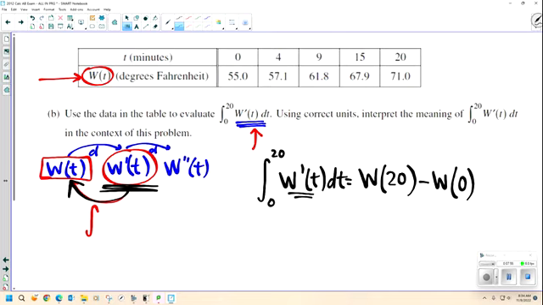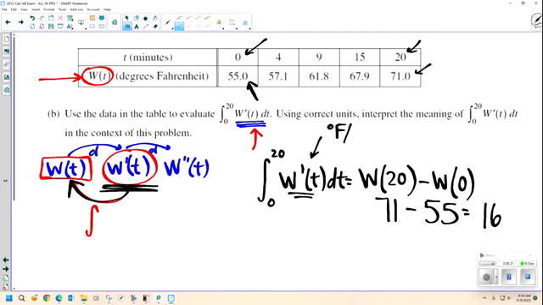All right, well, I know what W of 20 is. It's 71. I know what W of 0 is. It's 55. Now, I said you don't have to use a calculator. If you want to check that, you can, but the answer is 16. Okay? And if my rate is in degrees Fahrenheit per minute, my original equation is just in degrees Fahrenheit. Remember, I'm going back. Okay? I'm going back to the original label. So 16 degrees Fahrenheit. That's the answer to this right here.